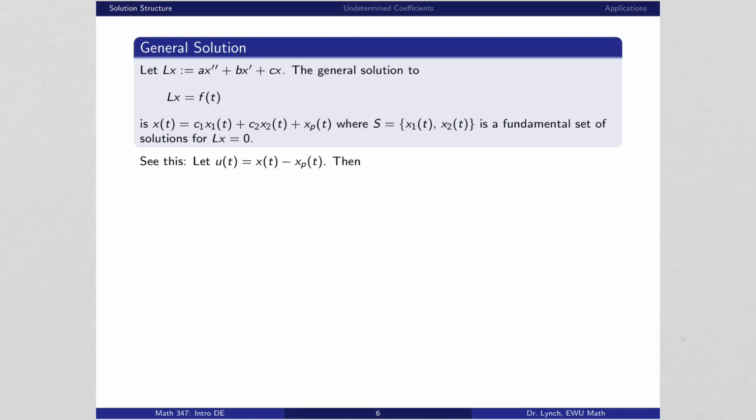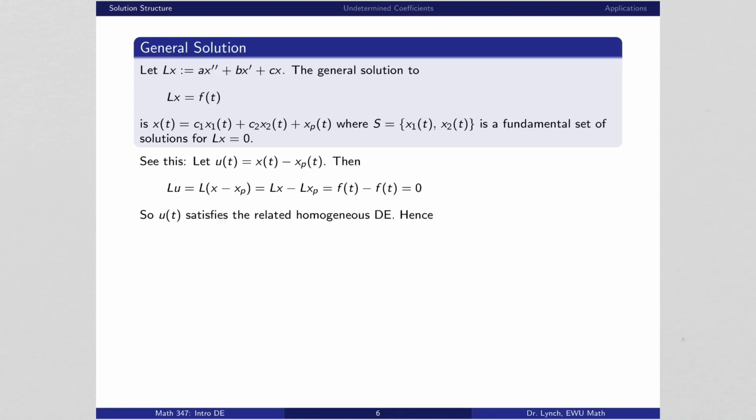Okay, second fact is the structure of the general solution. So the general solution to Lx equals f is always c1 x1 plus c2 x2, where x1 and x2 are a fundamental set of solutions to the corresponding homogeneous equation, plus xp, where xp is a particular solution. So to see this, we'll just make the change of variables that u is x minus xp. Then we can see that Lu satisfies a homogeneous equation. Now, we know how to solve a homogeneous equation.